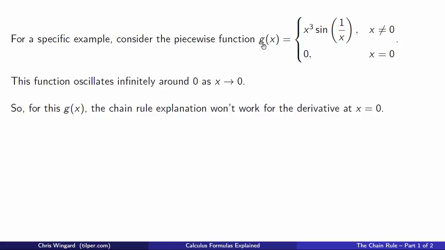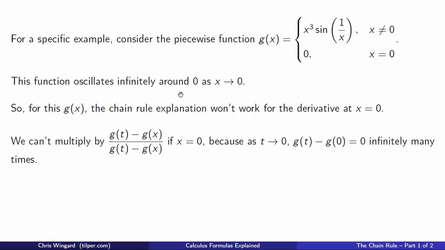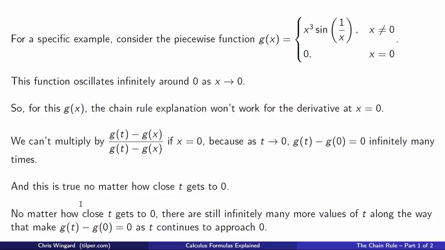For this specific g of x, the chain rule explanation that we gave on the previous pages is not going to work for the derivative at x equals 0. It won't work because we have this infinite oscillation here. We can't multiply by this expression because as t approaches 0, g of t minus g of 0 takes on the value 0 infinitely many times. And this is true no matter how close t gets to 0. No matter how close t gets to 0, there are still infinitely many more values of t along the way to 0 that make g of t minus g of 0 equal 0.